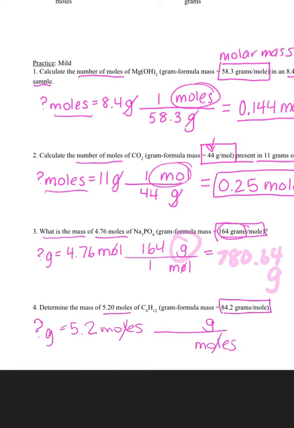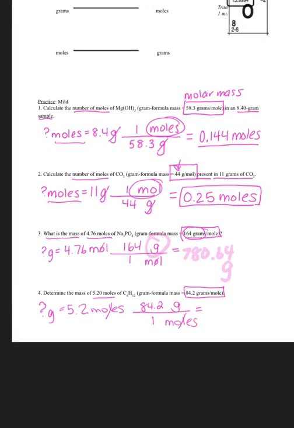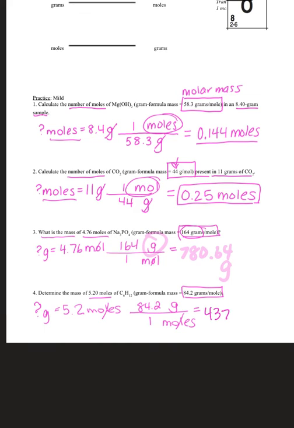Okay, so we know 84.2 grams are in every 1 mole. We can go ahead and calculate 5.2 times 84.2, and that's equal to 437.84 units grams. Okay. It's important to keep our units diagonal from each other. It's important that we set these questions up correctly.